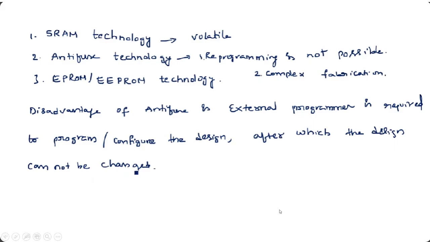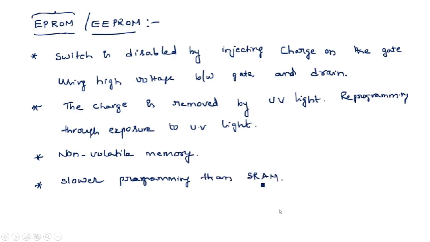Next, EEPROM. EEPROM means electrically erasable programmable read-only memory. The switch is disabled by injecting charge on the gate using high voltage between the gate and drain. The charge is removed by UV light. Here you are using UV light for programming.